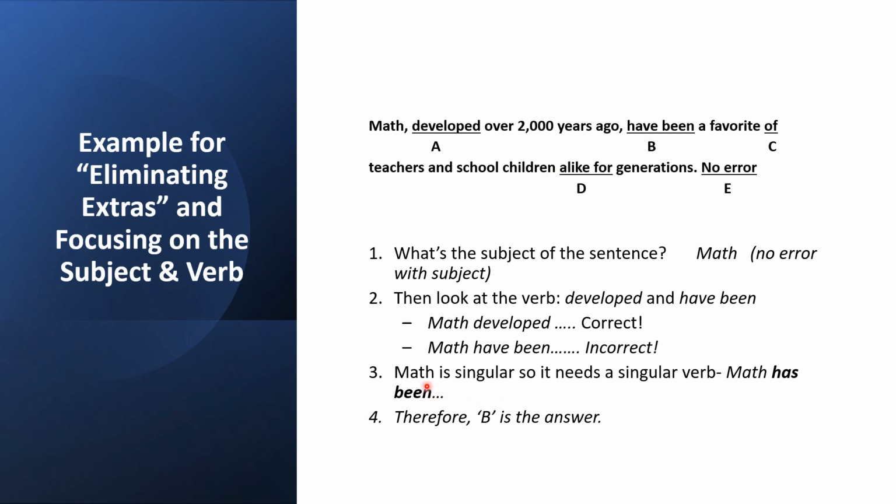Why is it so? Math is a singular subject, so it needs a singular verb as well. The singular form of have is has. It should have been has been, not have been. So since have been is wrong, therefore, your answer for this item is no other than option B. Once you have located B, or perhaps A, as the error, then no need to go through C, D, and E. Is that clear? So, one at a time, look at the options and see the relationship of each option to the other parts of the sentence.